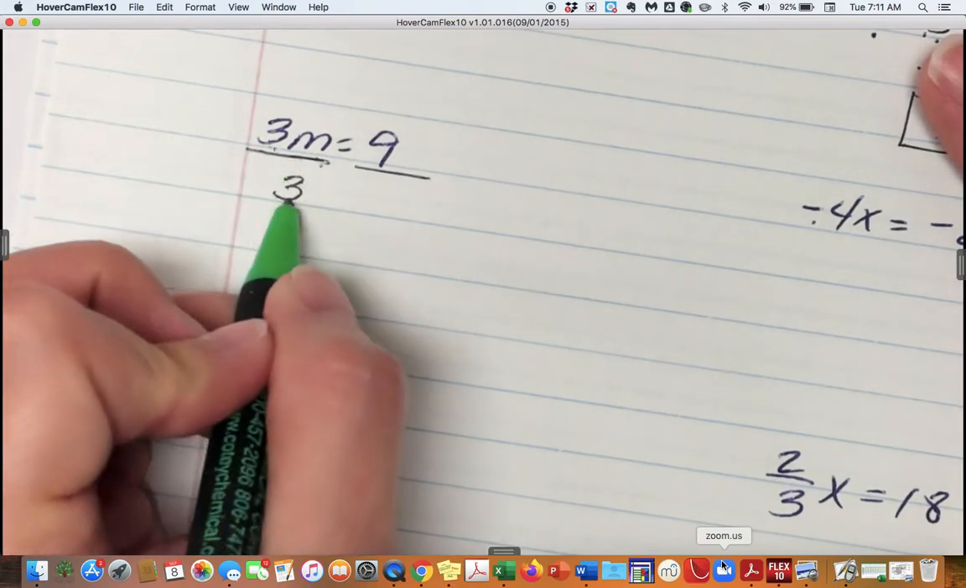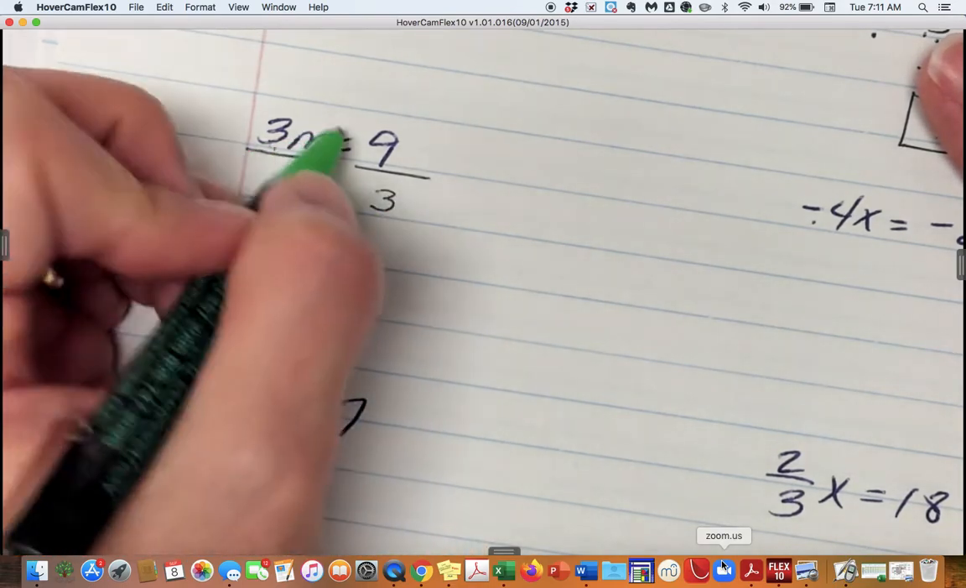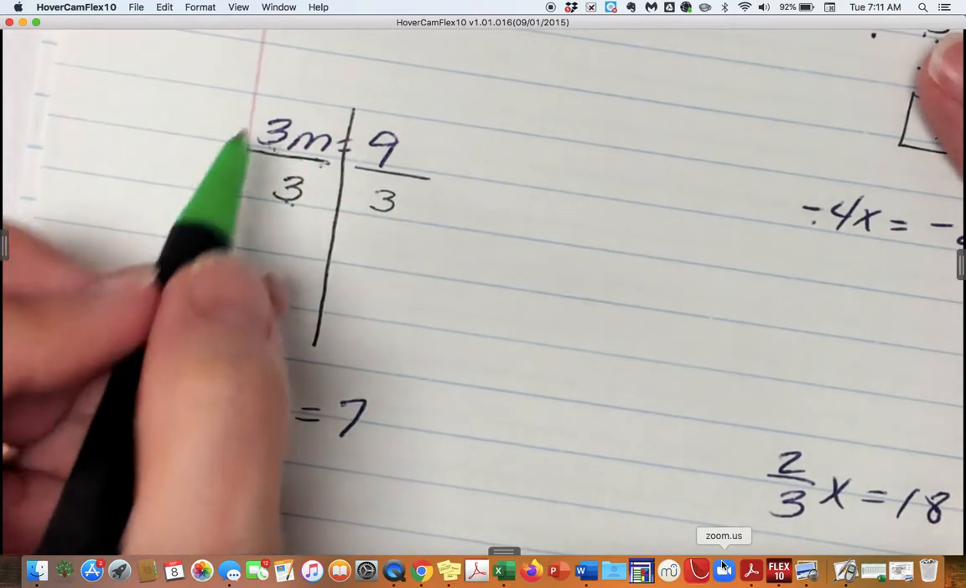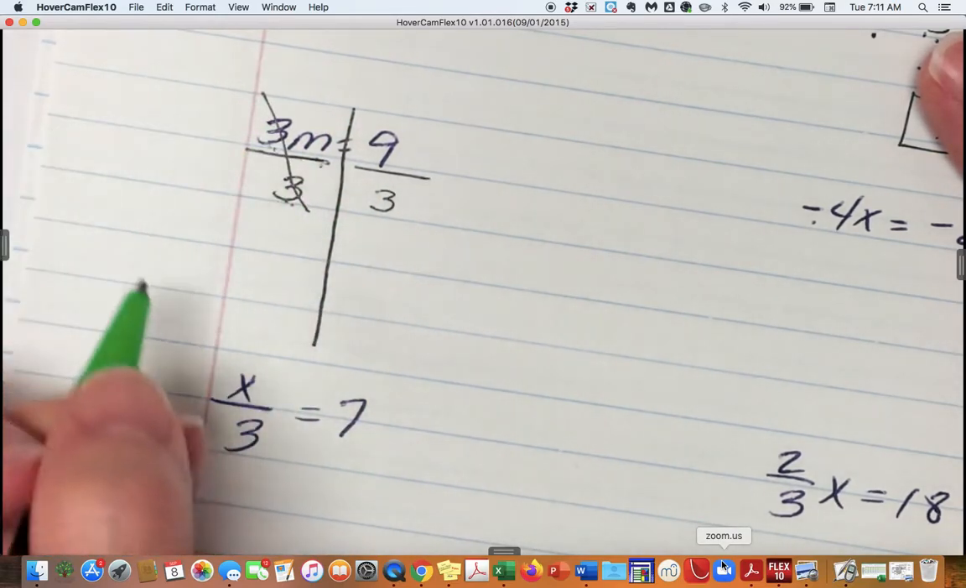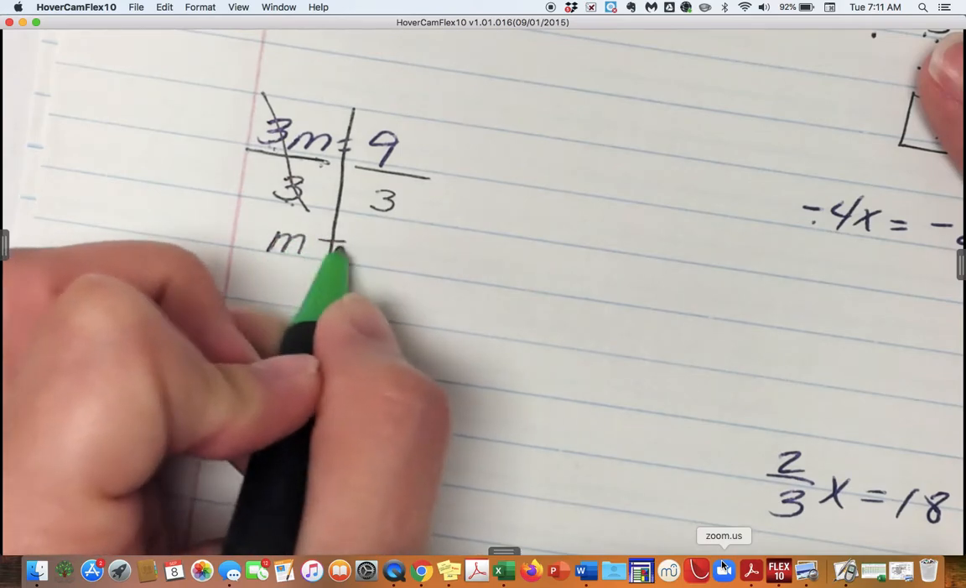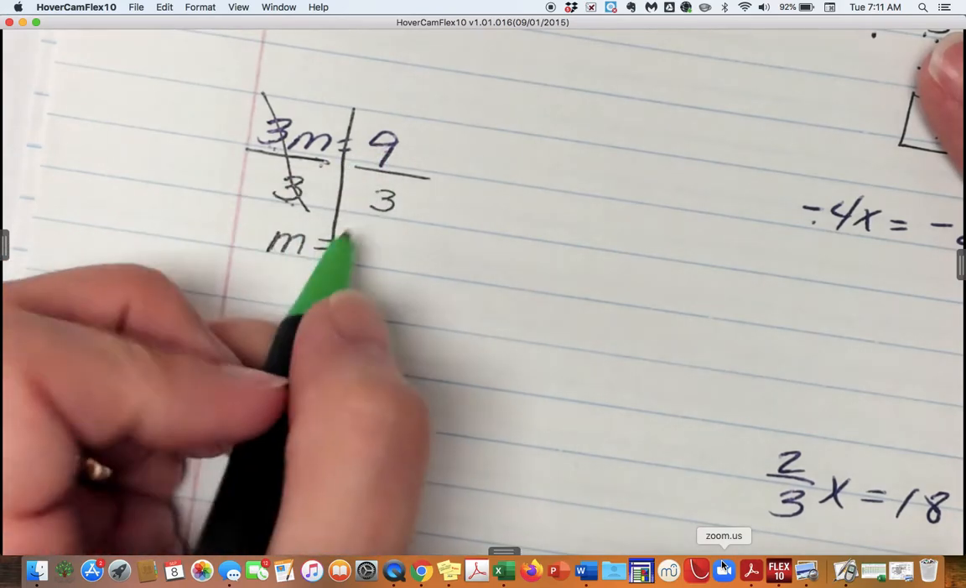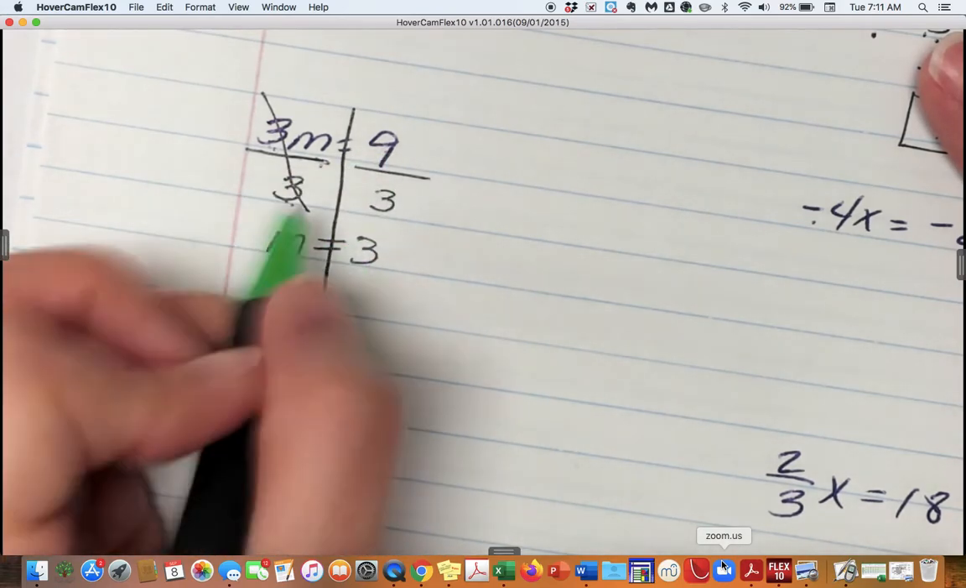So if that's a positive 3, I put a positive 3 below. 3 over 3 reduces to 1, which gives me m, and then I just do 9 divided by 3 is 3. So that's my solution.